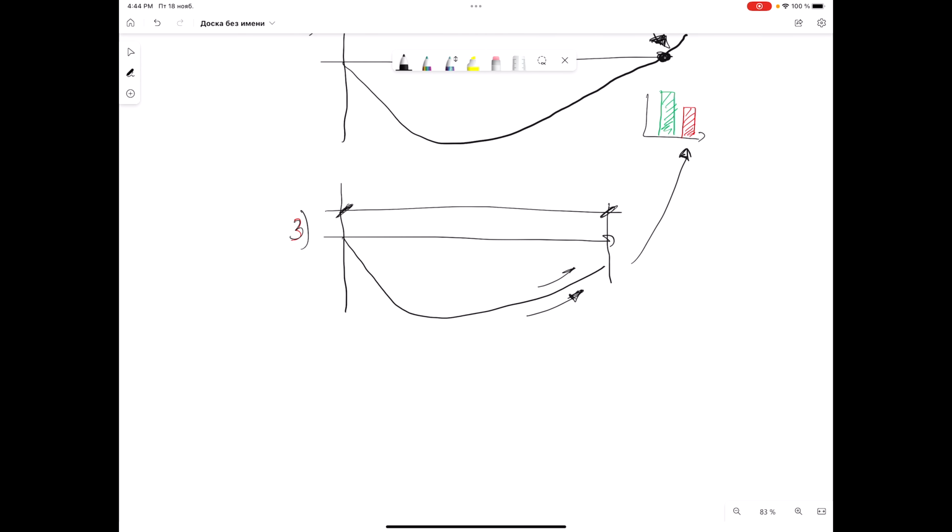Then there is a type of diagram number 4.